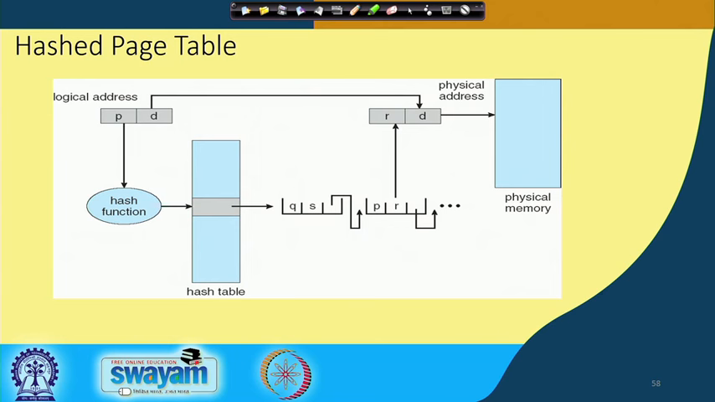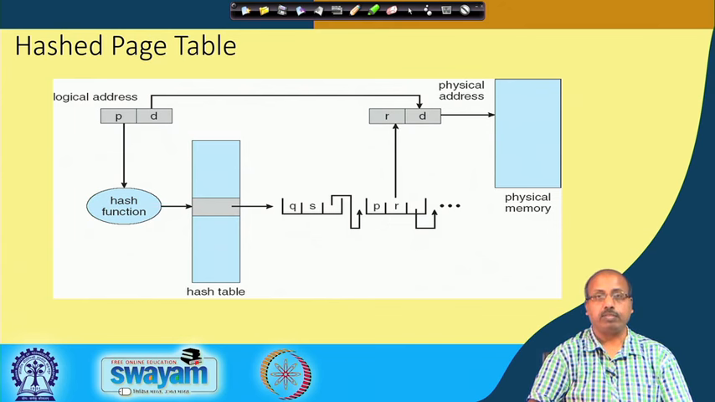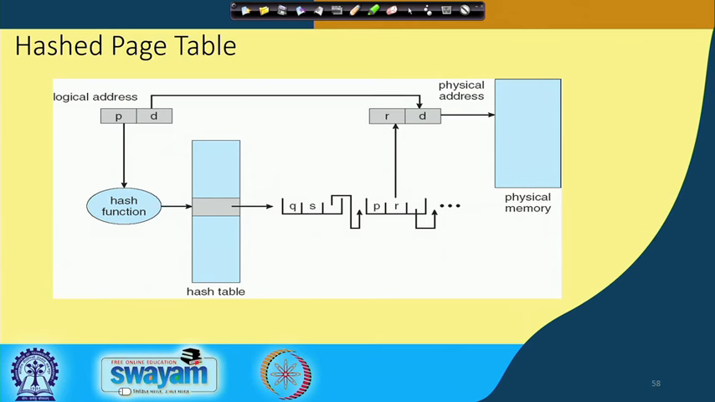Of course, the challenge is designing a good hash function, so that the page numbers map onto different entries in this hash table. That is definitely a challenge. We will continue with other page table organizations in the next class.